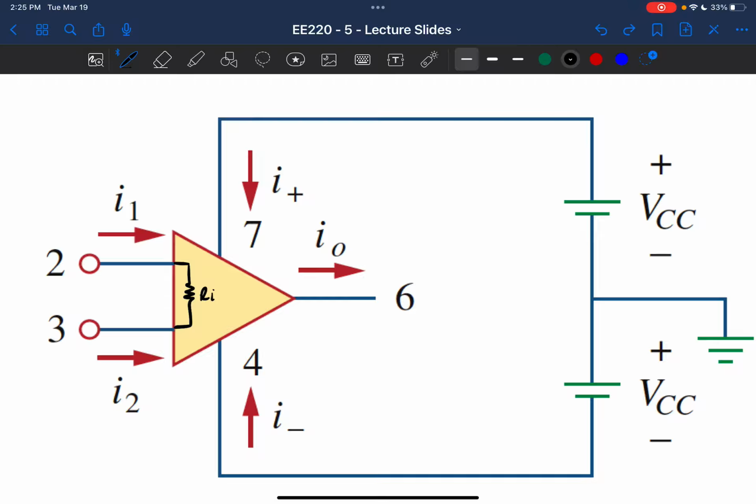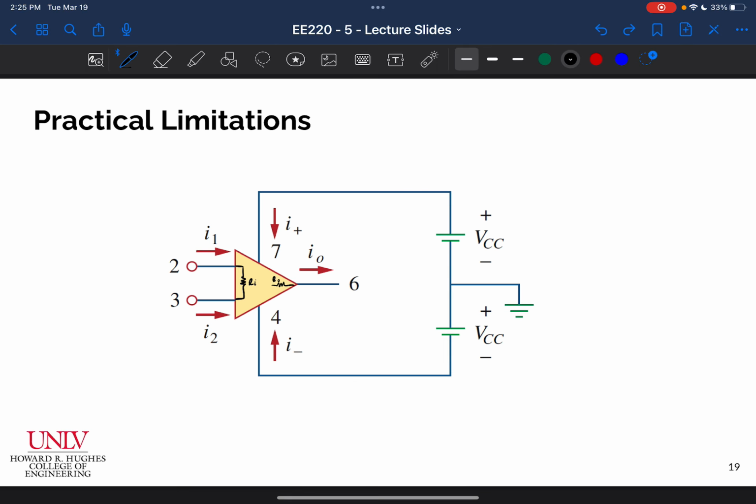We also talked about how there might be some output resistance. And if there's output resistance, then some of our output voltage that we want is going to get dropped across this output resistance rather than showing up at the output that we actually see. So we talked about some of those limitations. And what we didn't talk about yet is the power supply limitation.